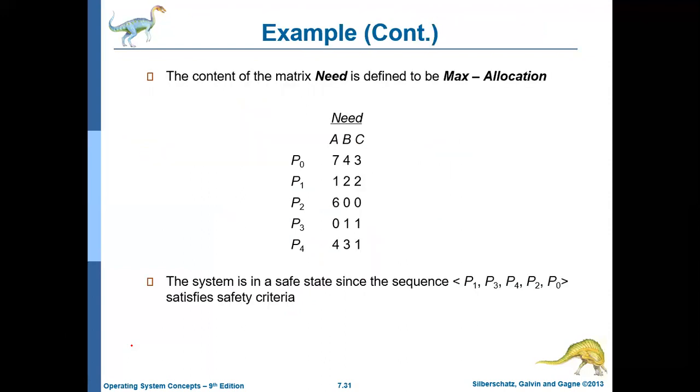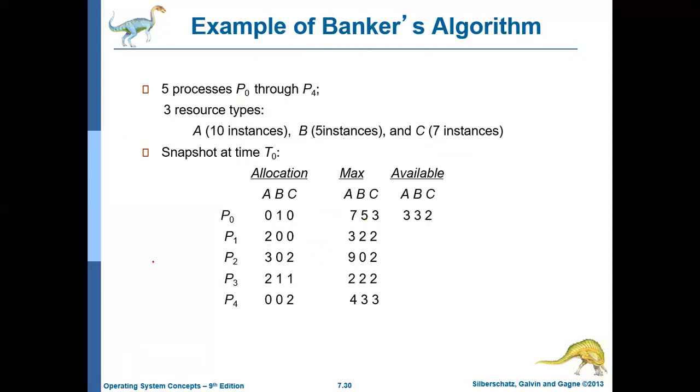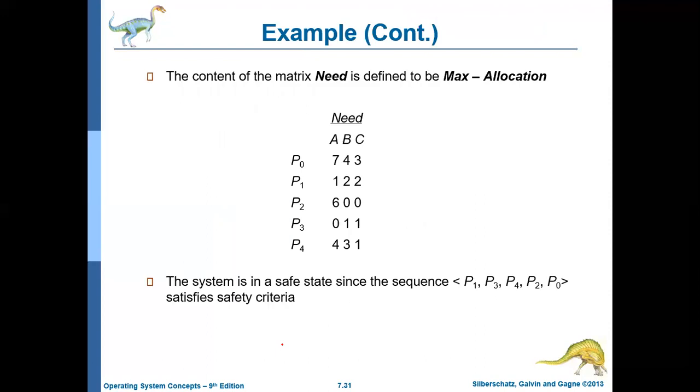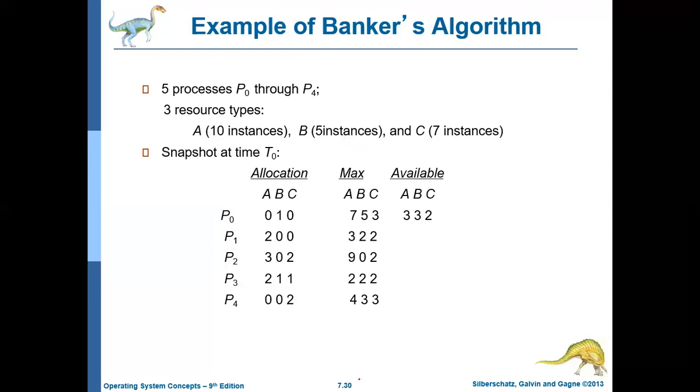Now from this we can calculate need. How can we calculate need? Need will always be max minus allocation, as we already discussed. So what is the need of P naught? P naught will require a maximum of 7 instances of resource A, but 0 is allocated. So need is max minus allocation, 7 minus 0.